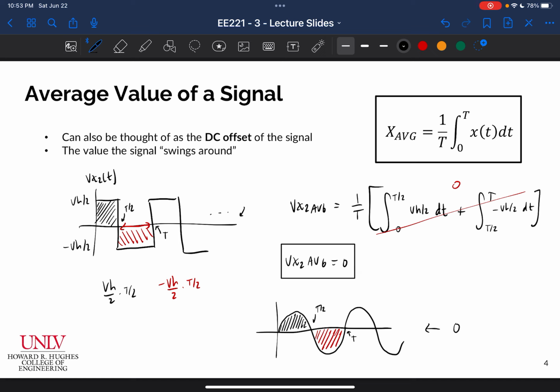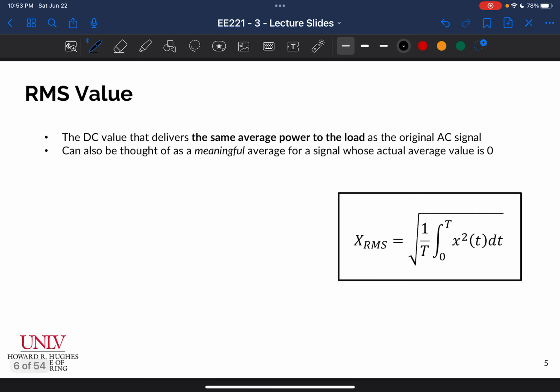This is something we have to deal with in electrical engineering, because we don't want this average value to be 0 when we're doing computations. So this is where the RMS value comes into play. There are two ways to think about the RMS value. Based on what I've been saying up to this point, we should look at the second definition first, which says that the RMS value can be thought of as a meaningful average for a signal whose actual average value is 0.